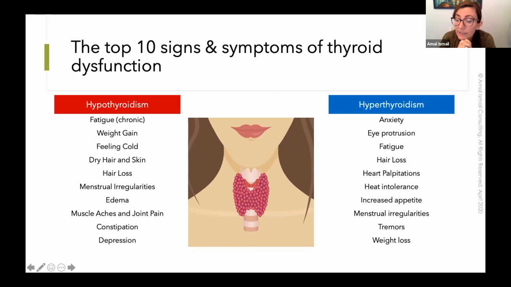So other important symptoms to consider, especially with the hypothyroidism side, are things like puffy face, swollen eyelids, elevated cholesterol. Again, it is a very important signal for potential thyroid dysfunction.